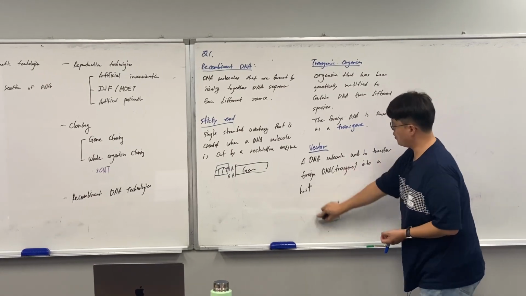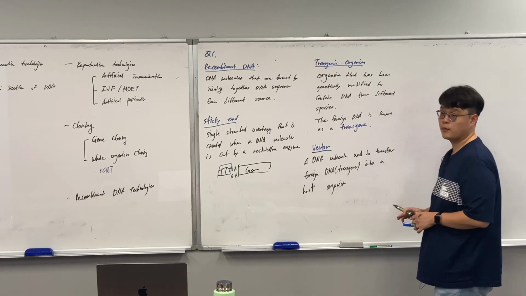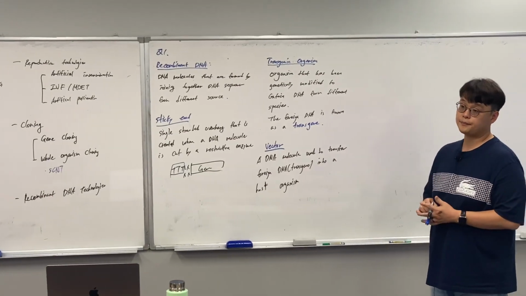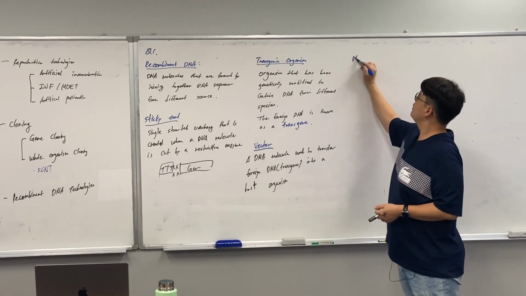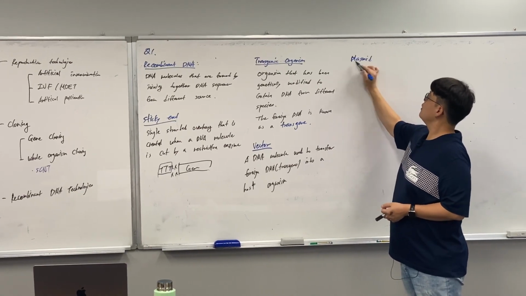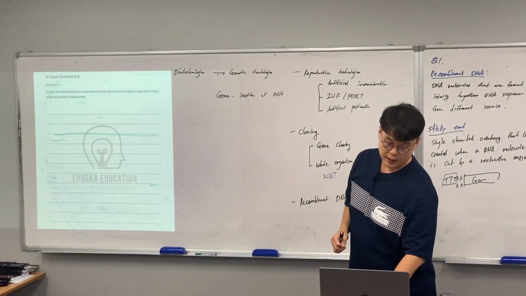That's not spelling. Organism. That's called a vector then. Lastly, plasmid. Let's redefine the plasmid again. Plasmid is something that we can find in the bacteria.